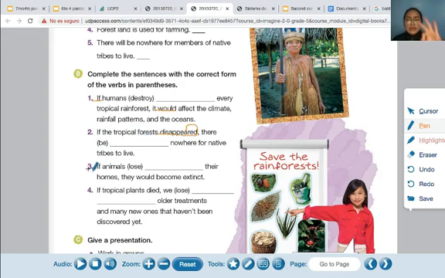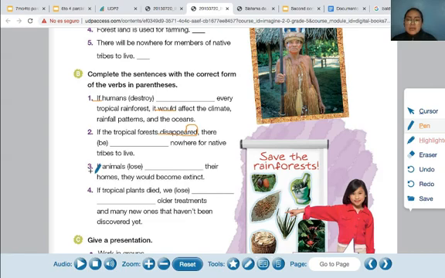Okay, number 3. If animals, you have the verb in parentheses, their homes. You have to change this verb to past simple. Please try to do that. Okay, did you finish? Yes, of course.